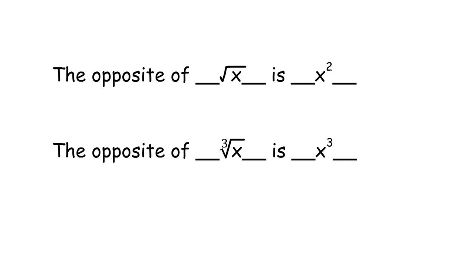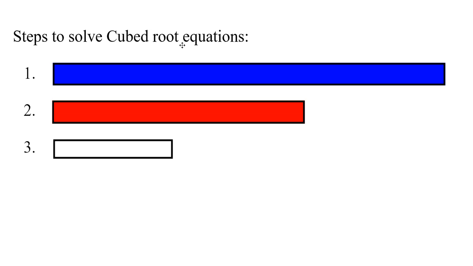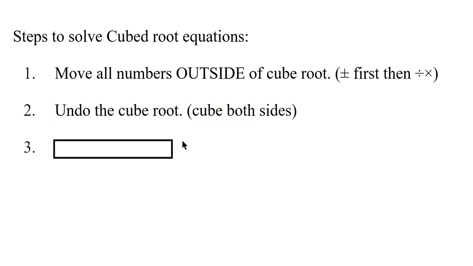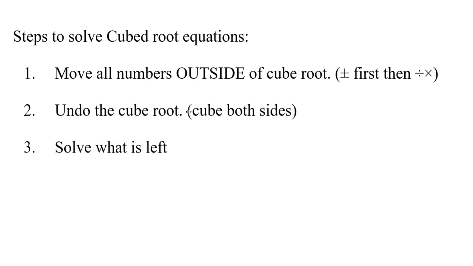Let's look at the steps. Very similar to the steps from yesterday. The steps to solve cube root equations: first off, get everything from the outside of that cube root to the other side. So move everything over by adding, subtracting first, then multiply, dividing. Then undo the cube root and cube both sides. So that is when you have the cube root all by itself, just like we did yesterday. And then if you need to, solve for what is left.